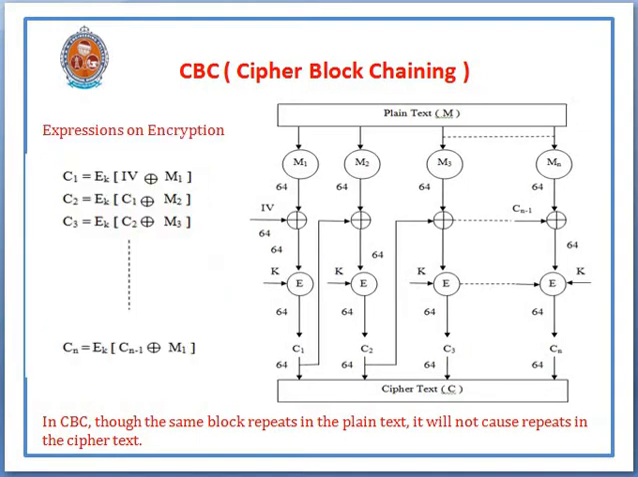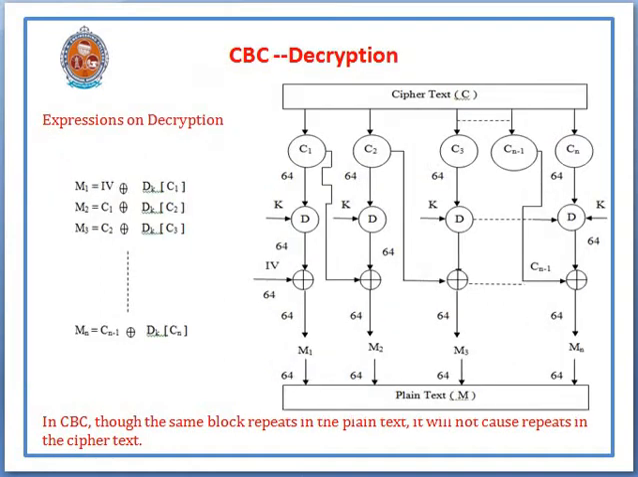Now these are the expressions for encryption in CBC. C1 equals EK of IV XOR M1. C2 equals EK of C1 XOR M2, C3 equals EK of C2 XOR M3 and so on, and finally Cn equals EK of Cn minus 1 XOR Mn. In CBC, even though the same block repeats in the plaintext, it will not cause repetition in the ciphertext.